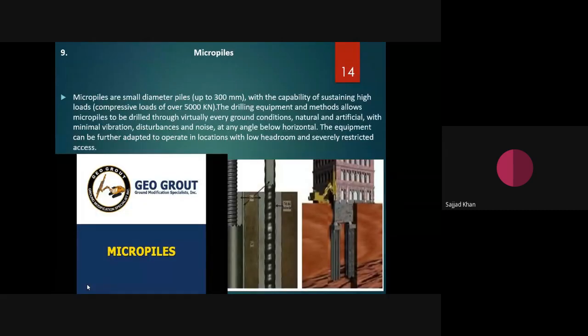The next one is micropile. Micropiles are small diameter piles, up to 300 mm, with the capability of sustaining high loads, compressive load of over 5000 kN. The drilling equipment and method allow the micropile to be drilled through virtually every ground condition, natural and artificial, with minimal vibration, disturbance and noise, at any angle below horizontal. The equipment can be further adapted to operate in locations with low headroom and severely restricted access.